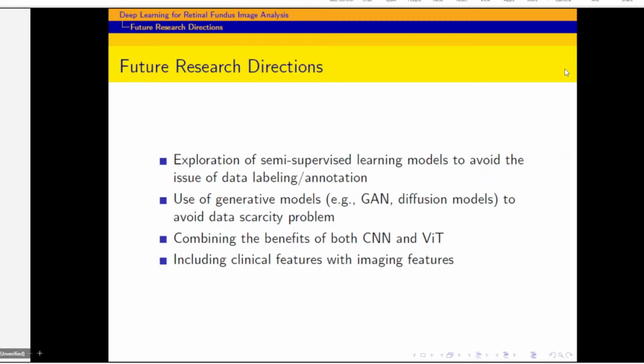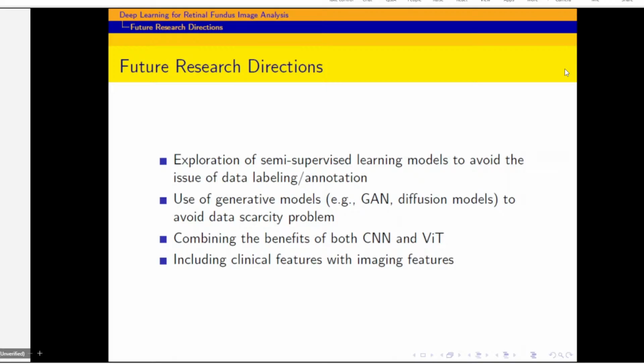In addition to that, if possible, is there any need of clinical features? Clinical features are also very important sometimes. So we need to explore that, and also talk to the ophthalmologist about whether they use any clinical features along with these imaging features to come up with a better decision. That's what we can also do.